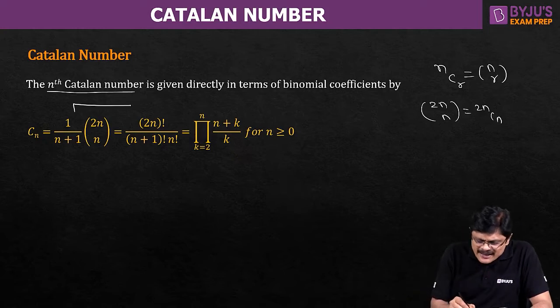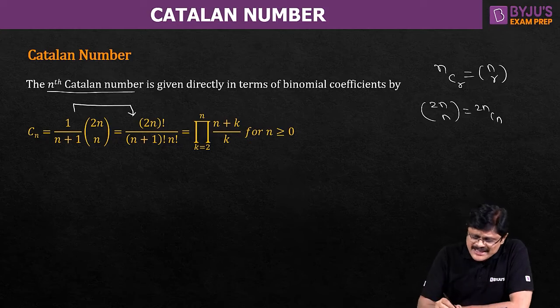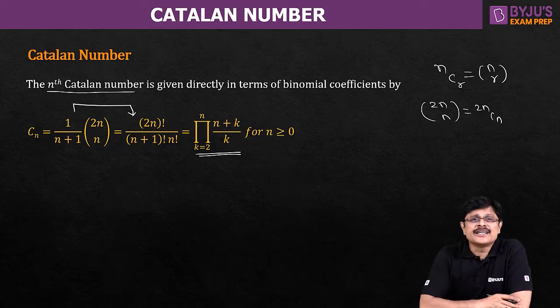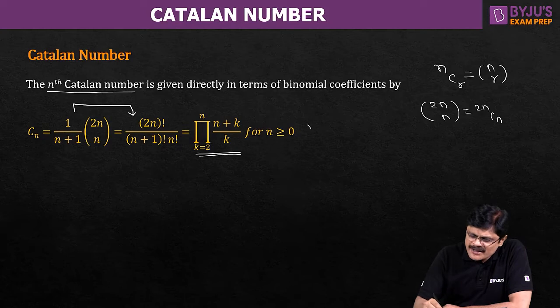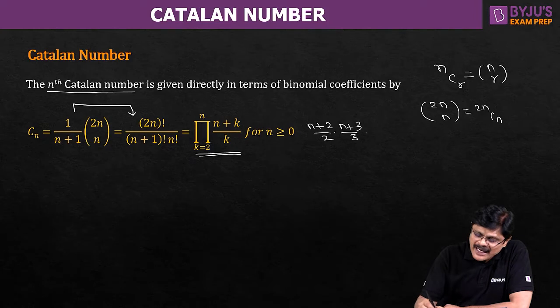If you expand it, you are going to get the other form of the same Catalan number. Actually, this Catalan number can also be expressed in terms of this product. What is this product? Product of (n plus k) by k, because you have to put k equal to 2 to n. So when you put k is equal to 2, it is n plus 2 by 2. If you put k is equal to 3, it is n plus 3 by 3. And continuing this way, if you put k is equal to n, it is n plus n by n.